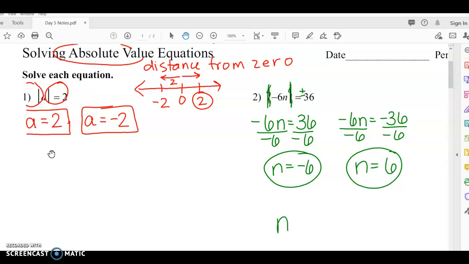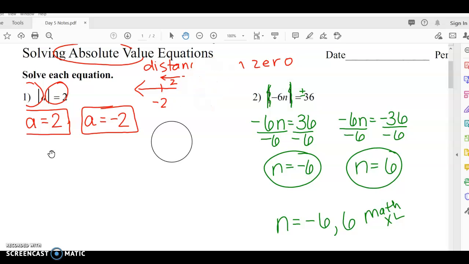Now when you go to type these into MathXL, they're going to have you just separate them with a comma. So you type it in n equals negative 6, comma 6. That's how they have you type it in MathXL when you go to do your work. All right, so let's move on.